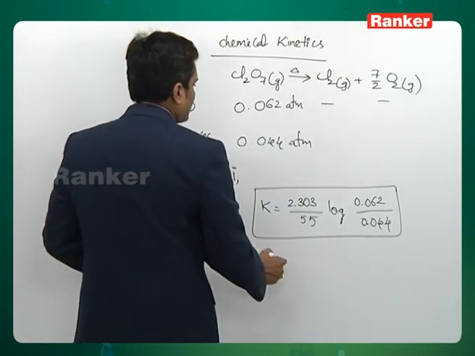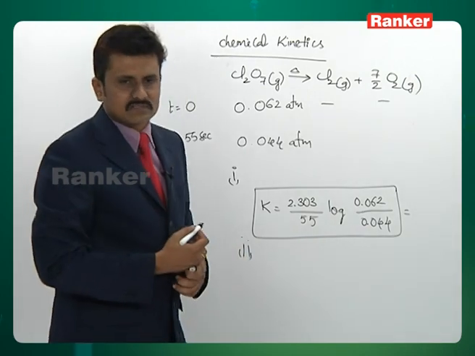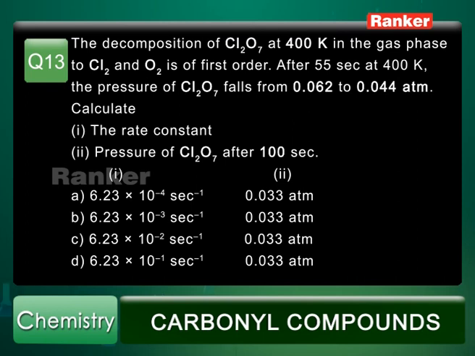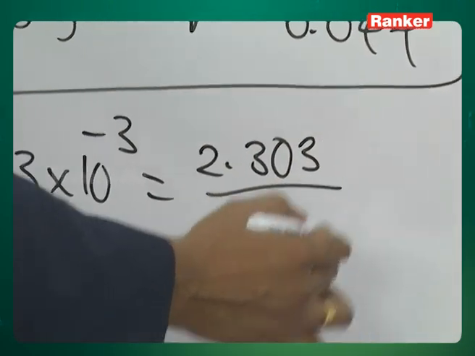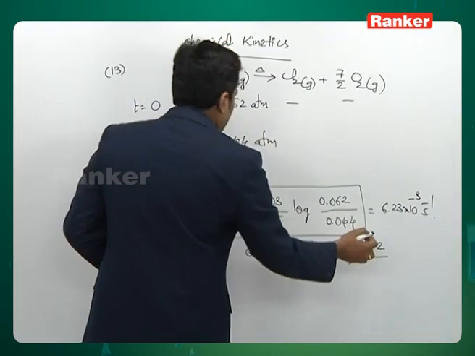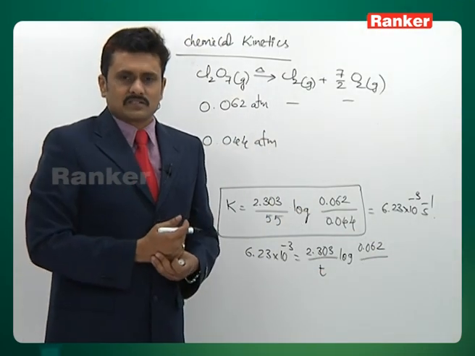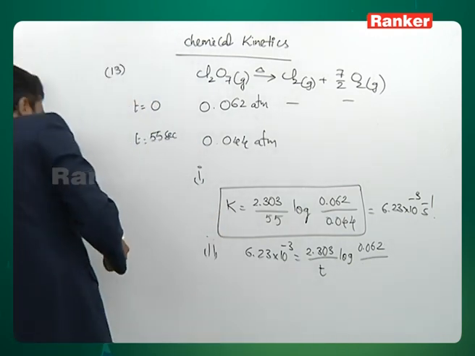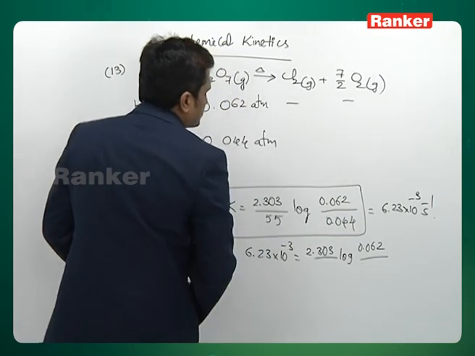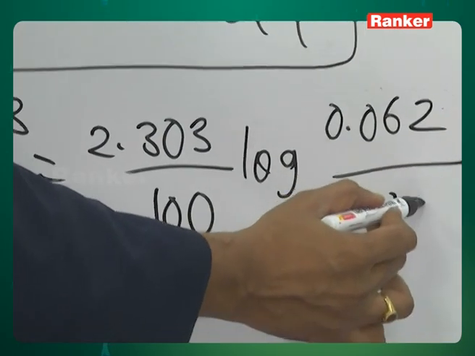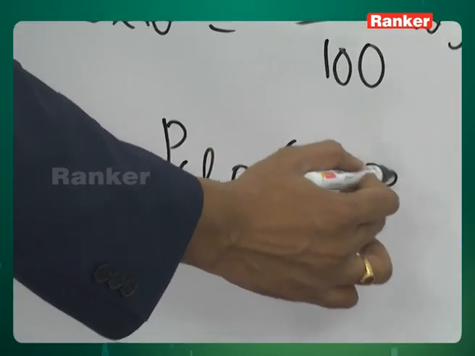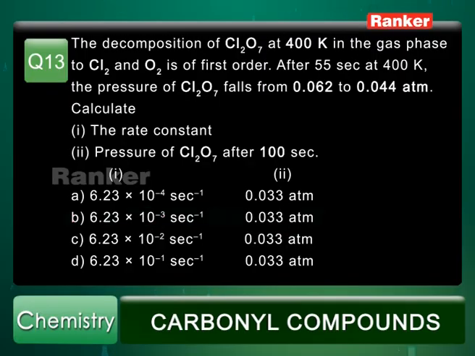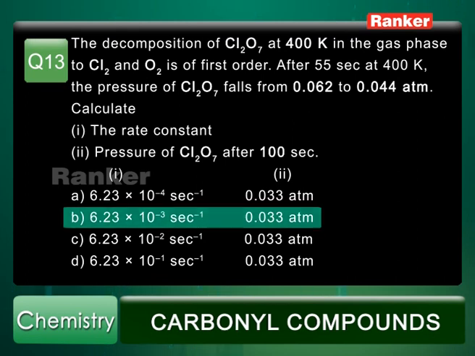But you know, my dear student, that the K value which we are going to obtain here is not going to change, which is calculated as 6.23 into 10 to the power minus 3 second inverse. It remains the same. So when I substitute here the K, which is equal to 2.303 by t, you have been asked to find the pressure of Cl2O7 after 100 seconds. So what I mean to say is that you have been given the time course of the reaction as 100 seconds, and you have to find out the pressure of Cl2O7 after 100 seconds. That means simplification of this equation will fetch you the value of pressure of Cl2O7 after 100 seconds as 0.033 atm, that is atmosphere.